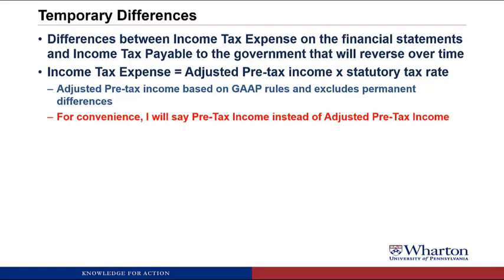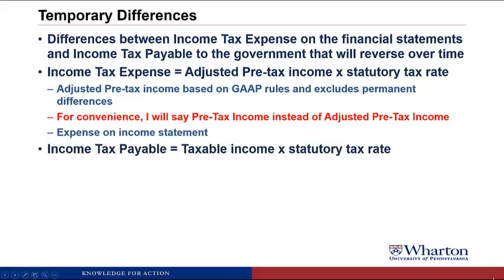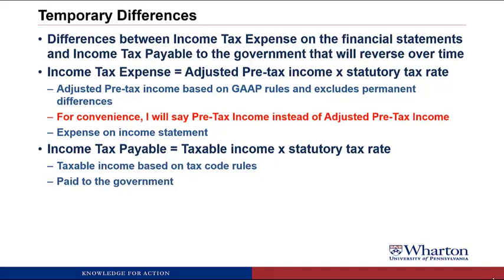And as it turns out, when we're really focusing on the effect of temporary differences, adjusted pre-tax income and pre-tax income are going to move in the same direction relative to the taxes paid to the government. So for convenience, in the next few videos, I'm just going to use pre-tax income instead of adjusted pre-tax income. This income tax expense is the expense that, of course, goes on the income statement. Income tax payable is going to be the taxable income times the statutory rate, where taxable income is what we calculate based on the tax code rule set by the government, and income tax payable will ultimately be the tax that we pay to the government.